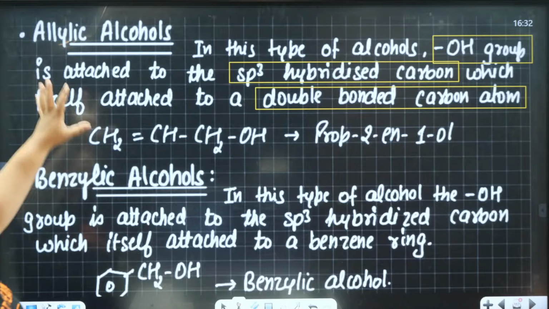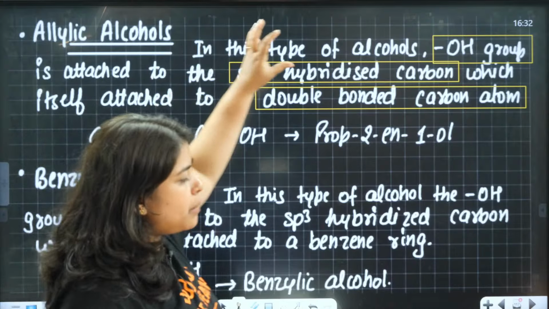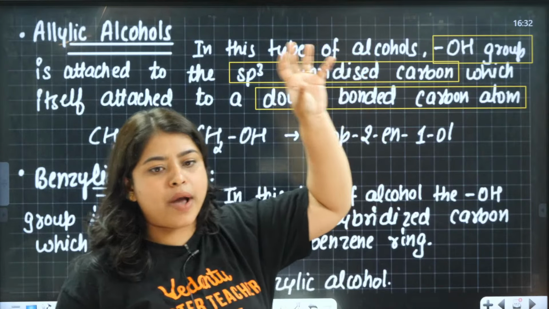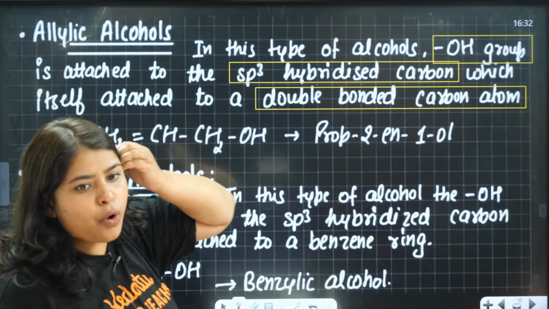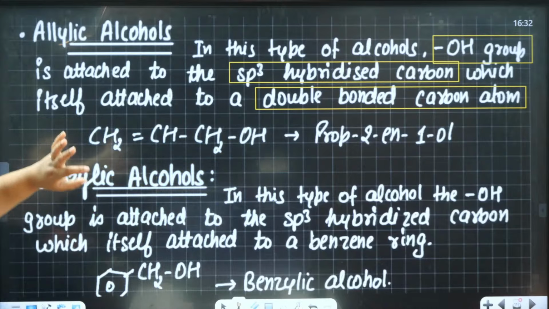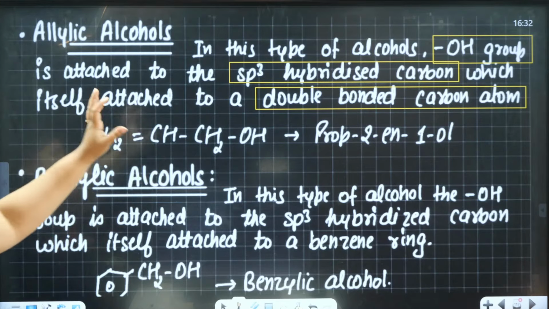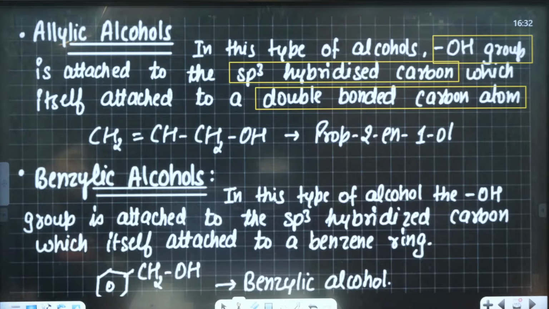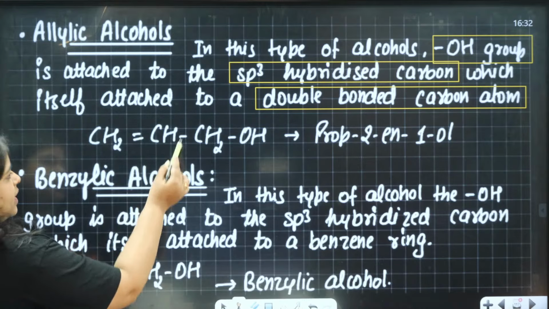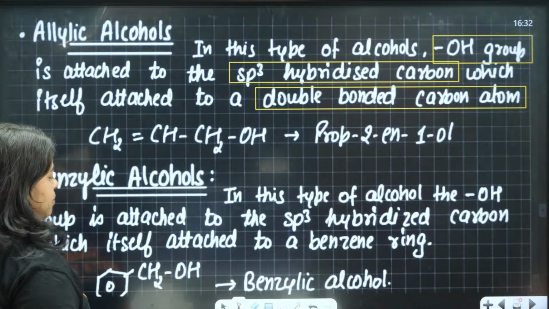Prop-2-en-1-ol. Clear? Simple, very simple. Allylic alcohols are the type of alcohol where the OH group is attached to the sp3 hybridized carbon, which is attached to the double bonded carbon atom. The double bond is attached there, and this carbon should be sp3 hybridized, only then we call it an allylic compound.